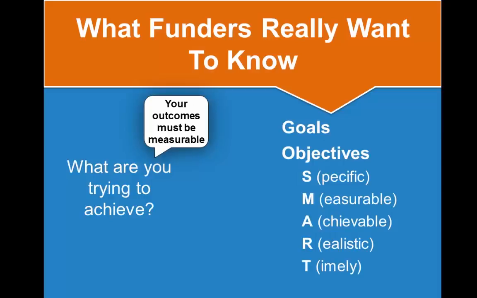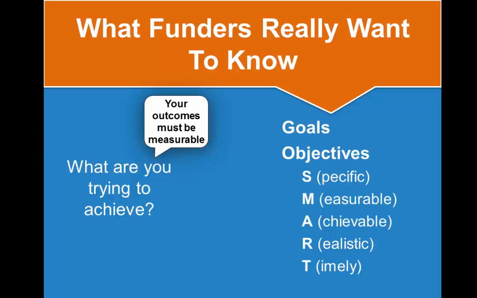Funders may use these terms differently, but for our purposes today, we'll say that goals are broad, general statements of what you plan to accomplish. Objectives flow from the goals, and they are specific and measurable within a realistic time frame. Some people use the SMART acronym to describe objectives, which means your objectives should be specific, measurable, achievable, and realistic within a defined time frame.